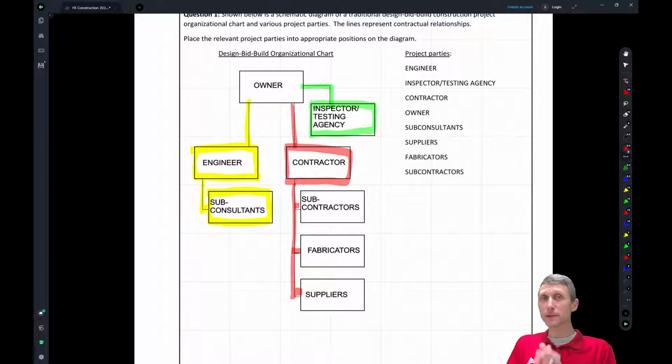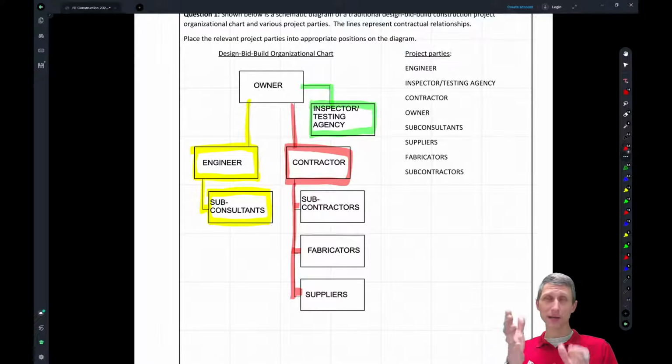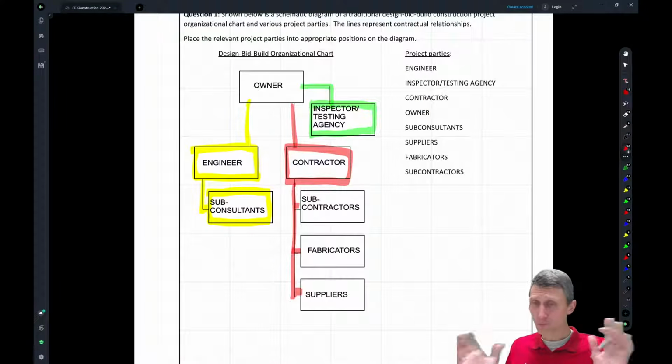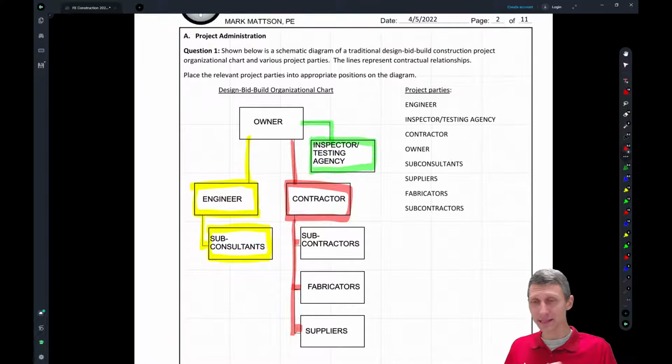But in a design bid build process, typically this is going to be an org chart where you have the owner on top, you have the engineer as the first primary contract, the design gets done, it goes out to bid, and then you get a contractor on board to build it. Okay, so step one, project delivery methods. This is kind of 101 for project administration. All right, so hopefully that one makes sense.